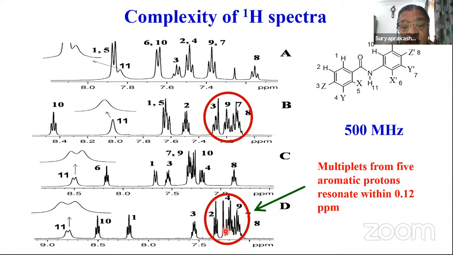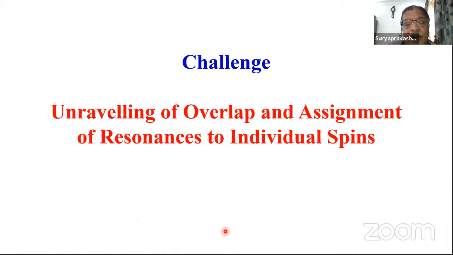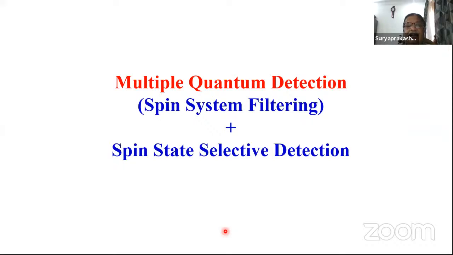Now the challenge is, how do you unravel this? How do you resolve this peak and make the assignment of the peaks for individual protons? This is a real challenge. To unravel this and make the assignment, we adapted a technique called multiple quantum detection, followed by spin state selective detection. This is a new unconventional technique, which most of you don't use.